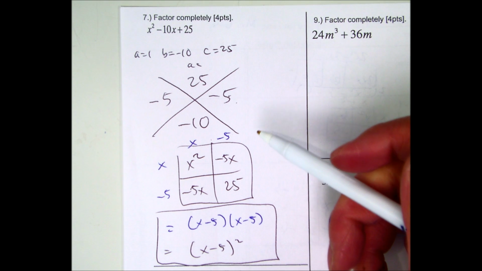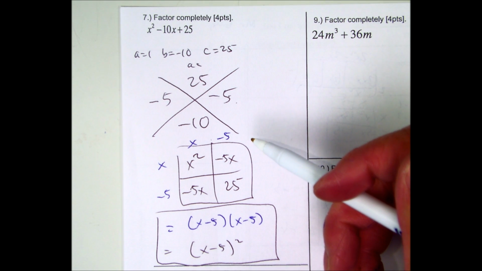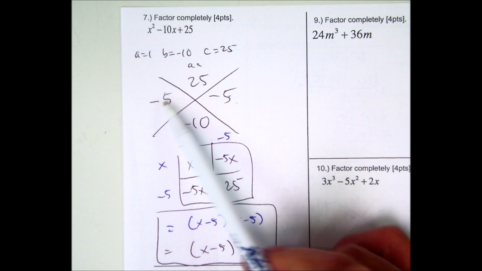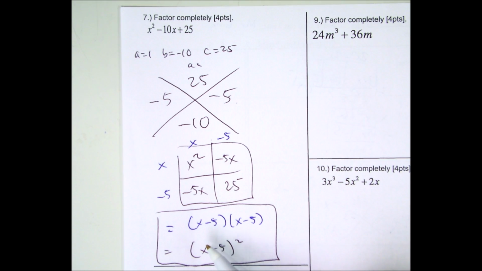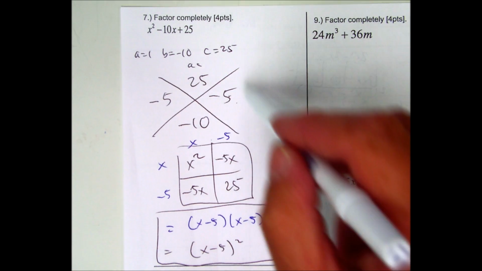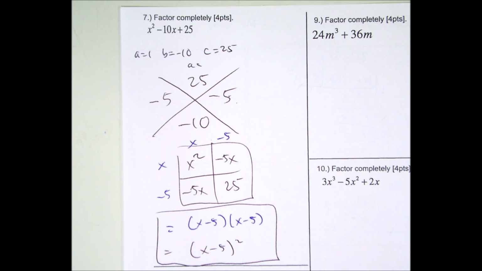I saw a couple of students who had these correct, but then they wrote something like x minus 5, x plus 5. If you had the x correct, I would have given you 3 points. Okay?